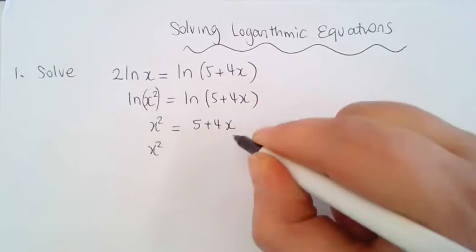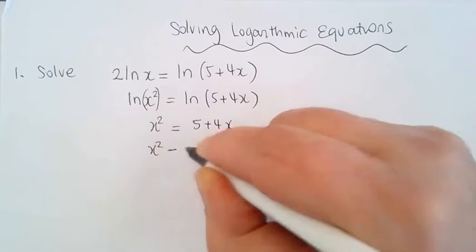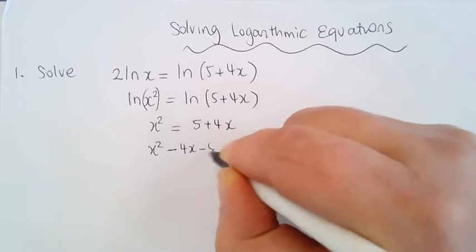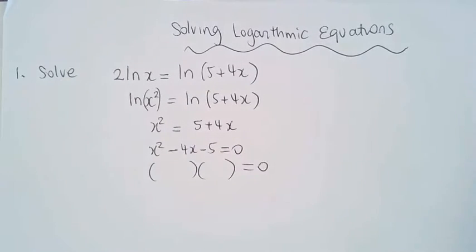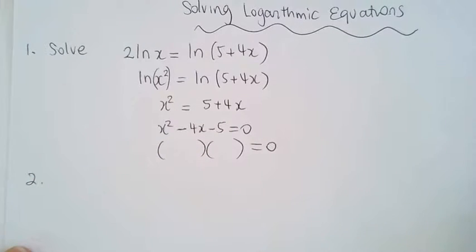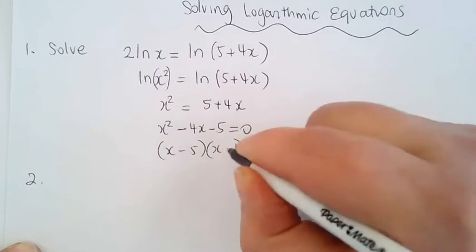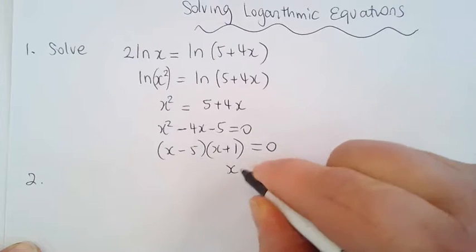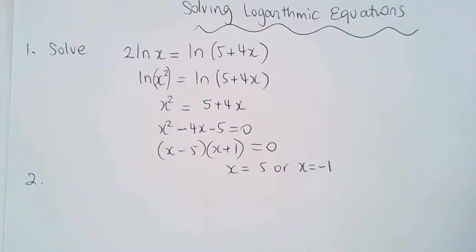Do you know what to do now? X squared, quadratic. Take everything over to the left: x squared minus 4x minus 5 equals 0. How do you solve that? You factorize it. What two numbers multiply to give -5, but add up to give -4? Well, it's got to be -5 and +1. Now, x is 5 or x is -1.